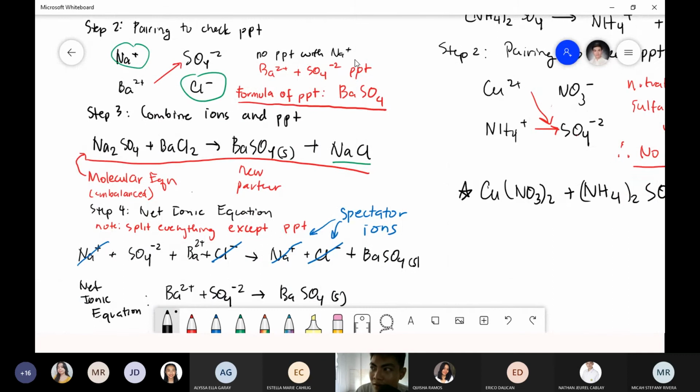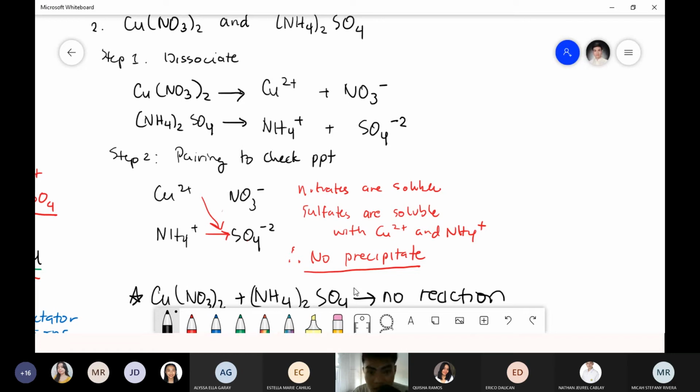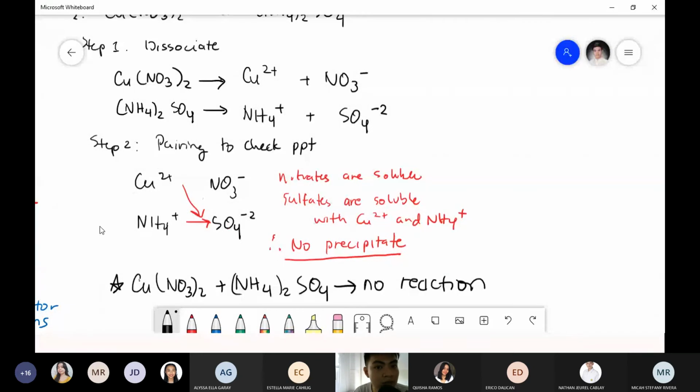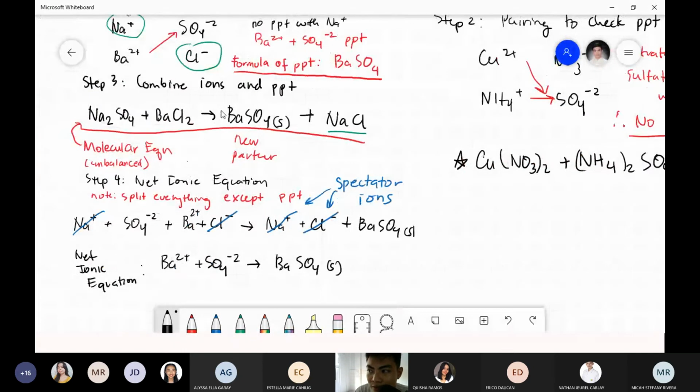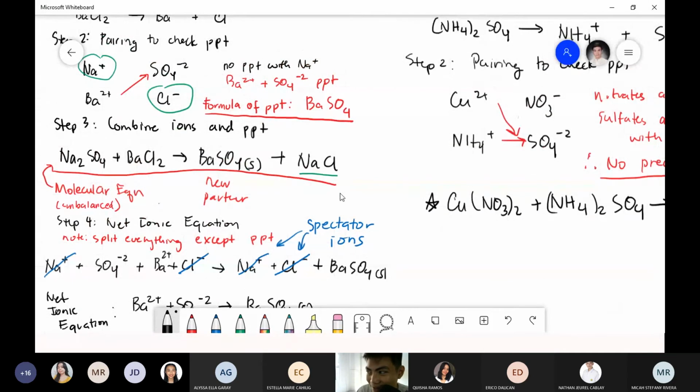If you cannot pair any ions to form precipitate, ibig sabihin, there is no reaction between them. But if you are able to pair them and form a precipitate, then you have to continue sa step 3 and 4. Siguro nagwi-wish na kayo, sana walang precipitate sa quiz. Meron. Okay, merong precipitate.